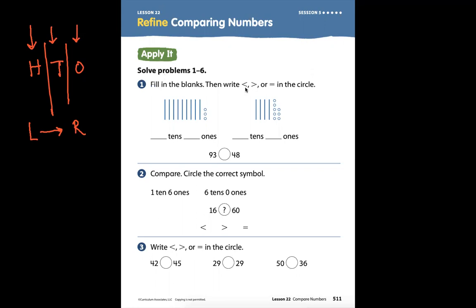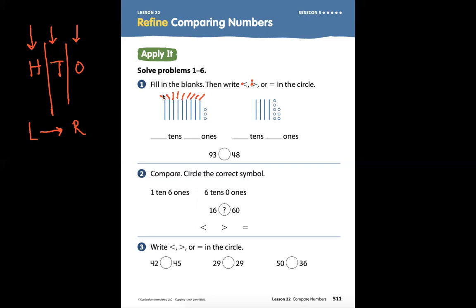Fill in the blanks, then write less than, because it starts with one dot, greater than, because it has two dots, or equal in the circle. Here we have, let's count our tens. 10, 20, 30, 40, 50, 60, 70, 80, 90. Do I have 90 tens? No, if I had 90 tens, the value would be 900. How many tens do I have?